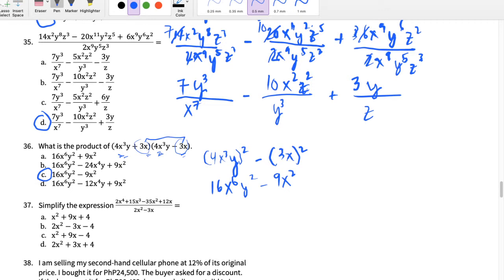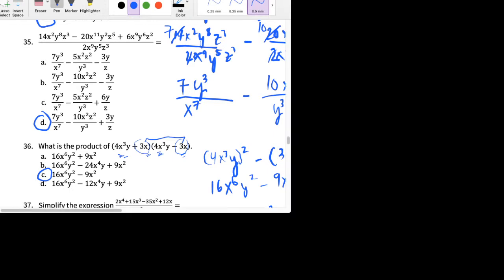Number 37. Okay, if we simplify this expression, for those who know, you can take out your x. So you can use synthetic division here, by taking out the x, since this has a factor of x. The one at the bottom also has a factor equal to x. But since we haven't discussed factoring yet, let's apply long division. Okay, but you should get the same answer if you cancel the x on top and at the bottom.